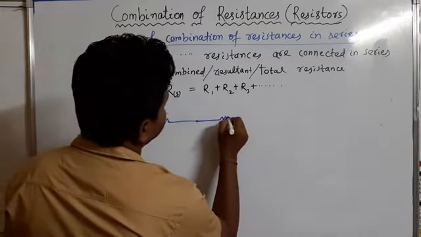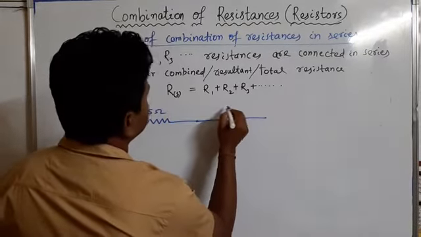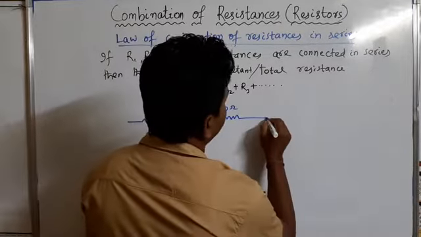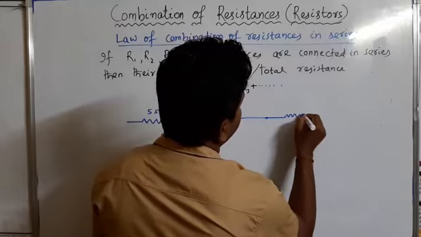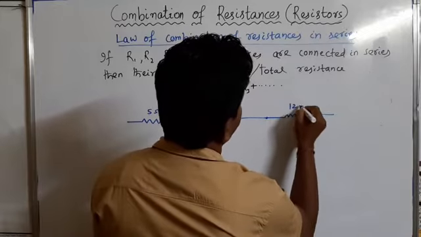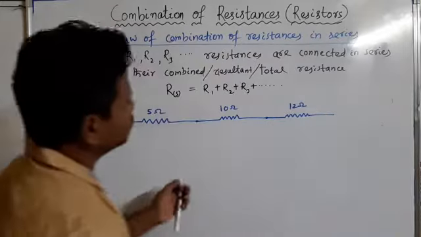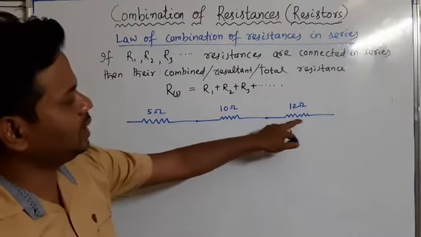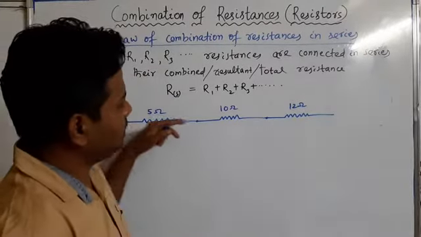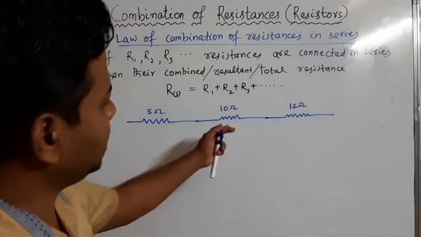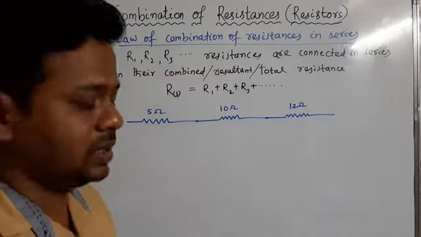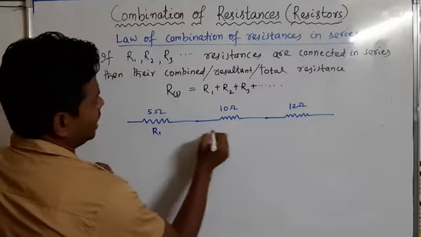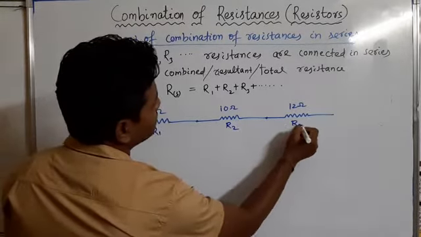Again another resistance which is say 10 ohm, and the third resistance having 12 ohm. So here are 3 resistances, 5 ohm, 10 ohm and 12 ohm. These 3 resistances, as you can see, are connected in series. So this is R1, this is R2 and this is R3.